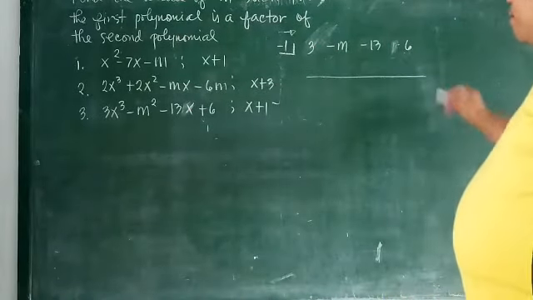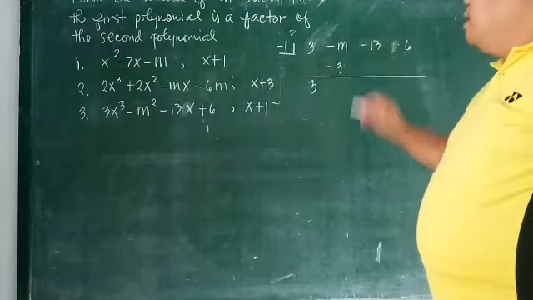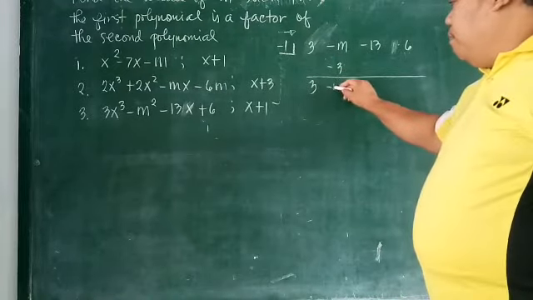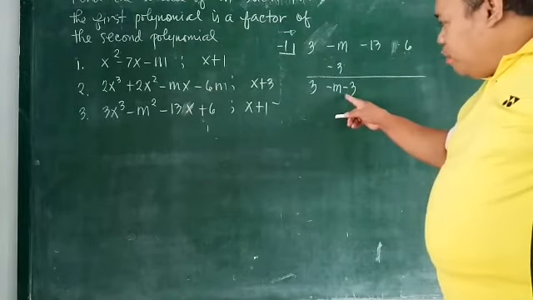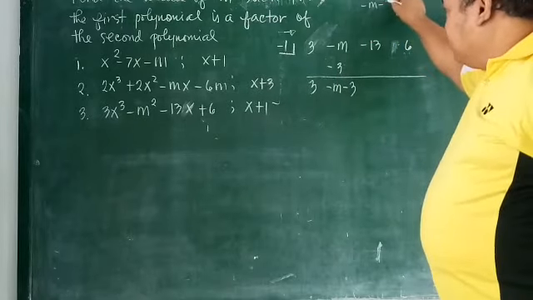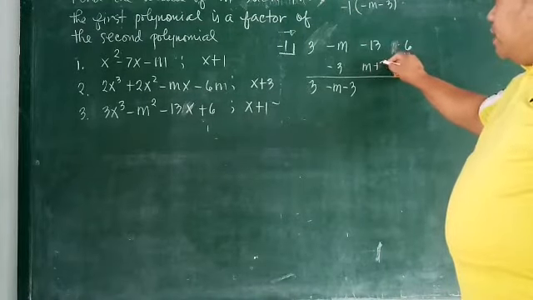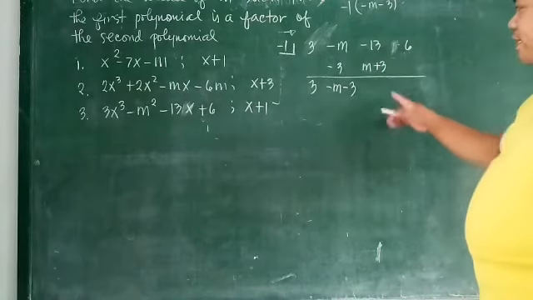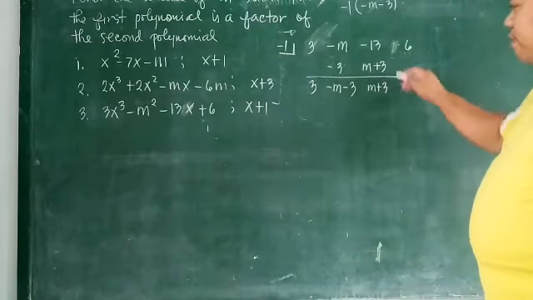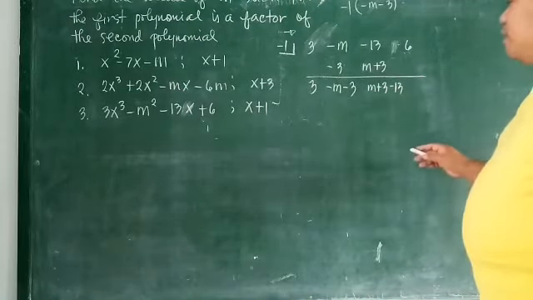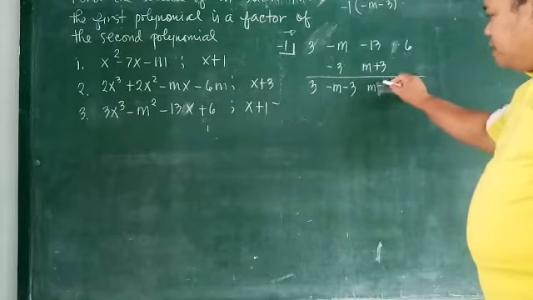And then we do the synthetic division, that is 3. So negative 3, negative 3. So this will become negative m minus 3. Since negative imumultiply dito by negative 1, so may negative m minus 3, then negative 1. So distribute natin siya, this will become m plus 3. M plus 3 na yan. And then, so i-add natin m plus 3, m plus 3 minus 13. Siya. Diba? So, m plus 3 minus 13, this will become m minus 10.